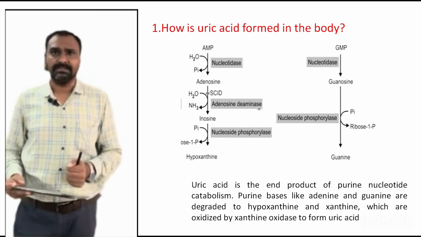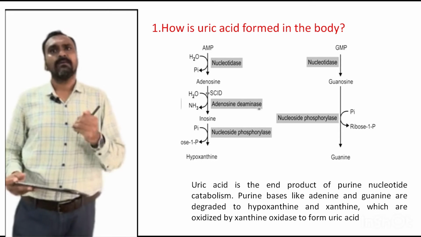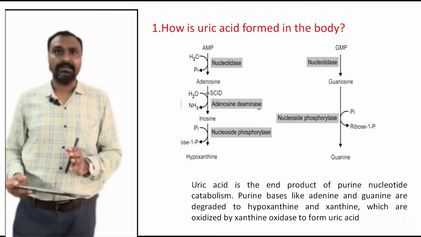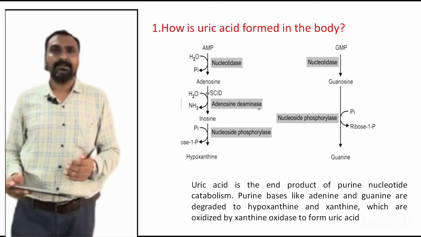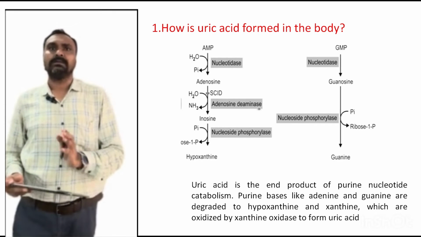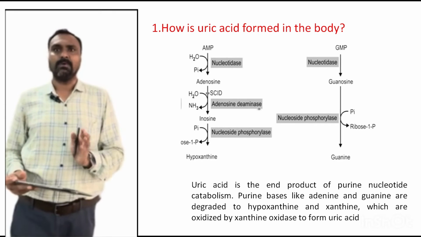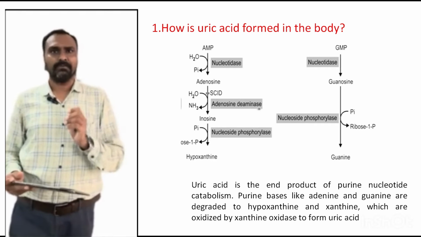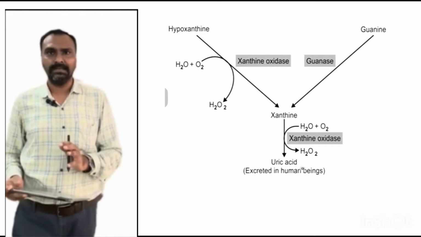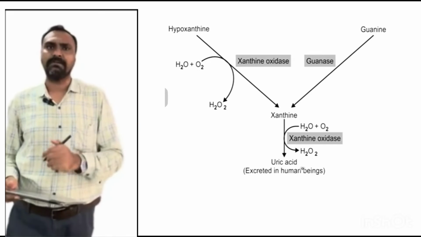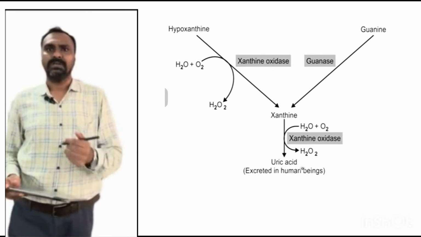The first question is how uric acid is formed in our body. Uric acid is an end product of purine metabolism. What are the purines? They are adenine and guanine. When they are degraded, they will form hypoxanthine. Then from hypoxanthine, with the help of xanthine oxidase enzyme, it is converted to xanthine, and then xanthine is further oxidized by xanthine oxidase to form uric acid.